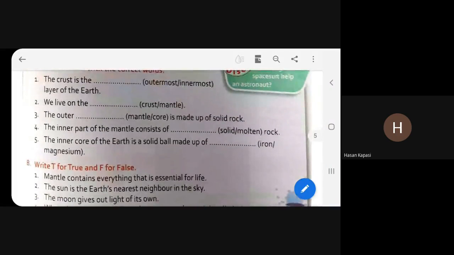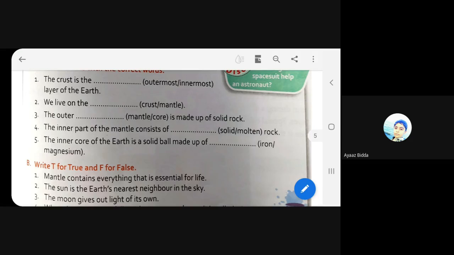On which layer of the earth are we living? We live on the crust, and the crust is the outermost layer of the earth. Correct. So our fact is that the crust is the outermost layer of the earth, and we live on the crust.